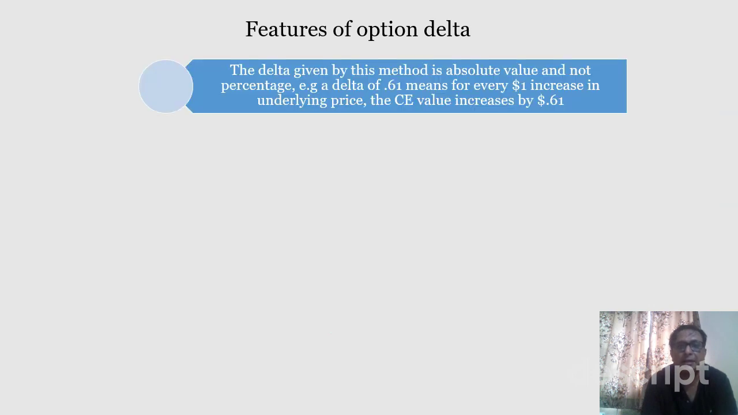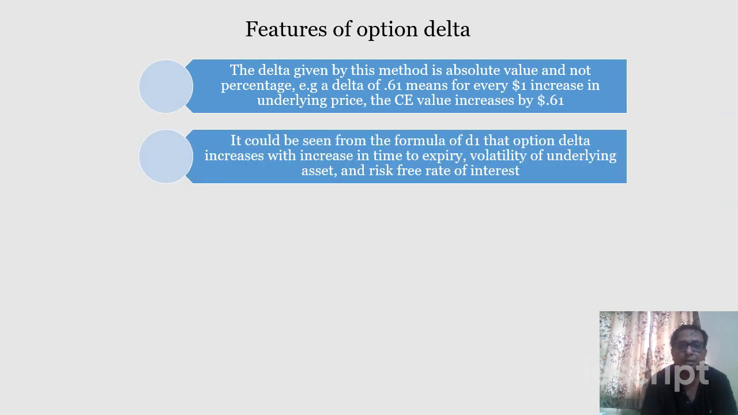The slide contains some other general features of option delta. The delta given by this method is absolute value and not percentage. Example, a delta of 0.61 means for every $1 increase in underlying price, the call option value increases by $0.61. It could be seen from the formula of d1 that option delta increases with increase in time to expiry, volatility of the underlying asset, and the risk-free rate of return.